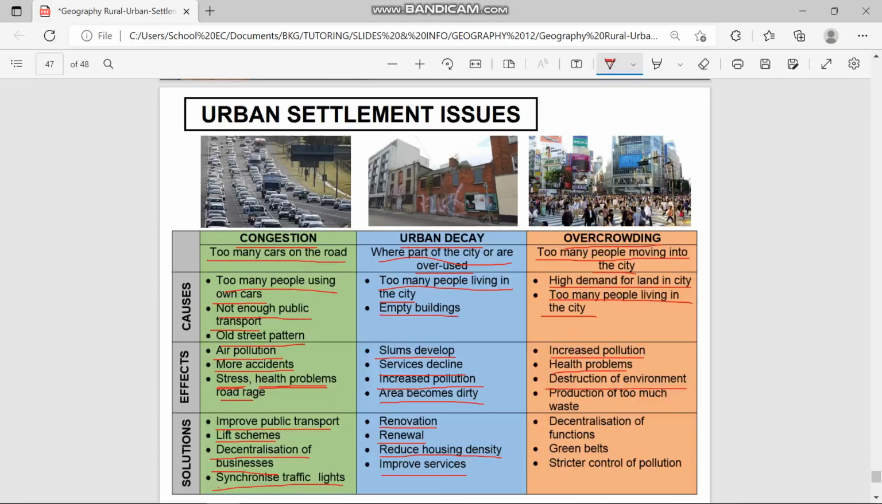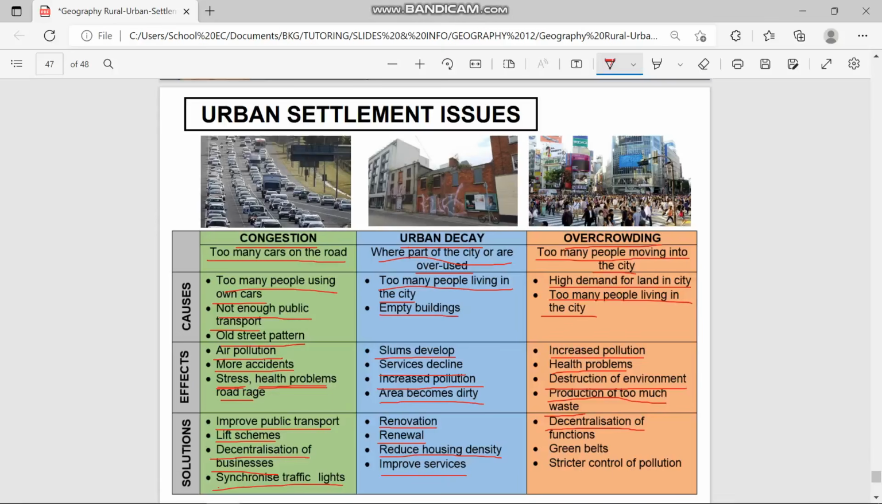Destruction of the environment. The environment is going to be disrupted, not going to be healthy, because there are many people. Production of too much waste. There are too many people using products, and therefore there will be too much waste. Let's go to solutions.